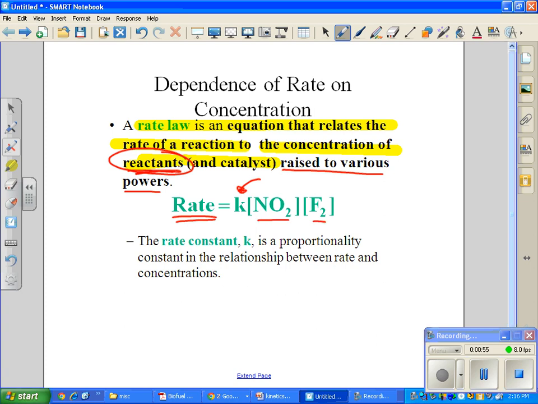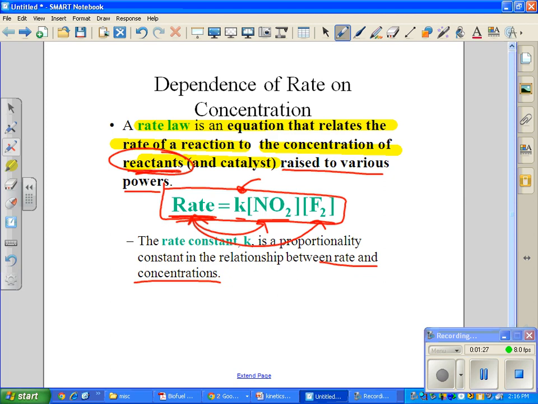And then you have reactants that are listed. Any of the reactants are listed in brackets because we use molarity. And they have exponential powers, and it's basically related to the rate of a reaction and the concentration. It's a mathematical relationship linking the rate of a reaction to, in this case, NO2, and the rate of a reaction to F2 in this rate law. So this is what a rate law looks like. It just has the word rate on the left side, has k, and then concentrations of only reactants.